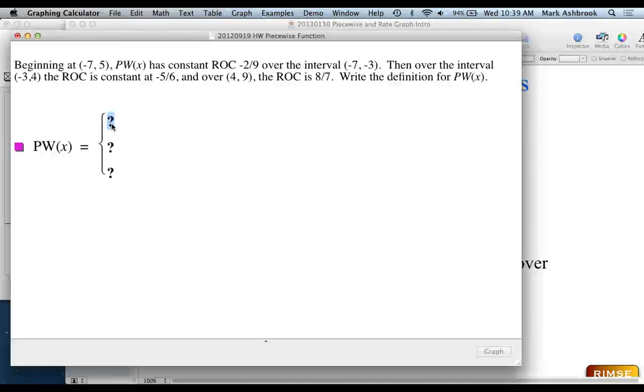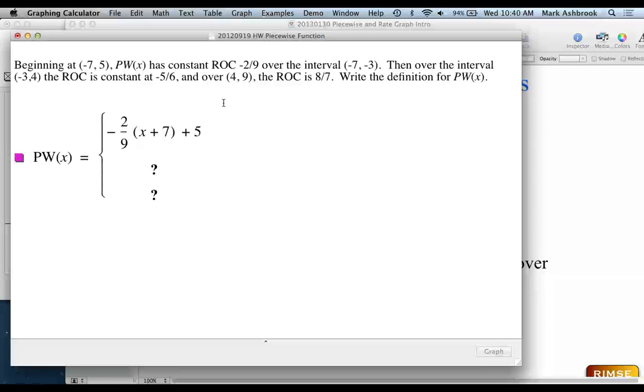Okay, so now we're going to, like I said, solve this problem and put it in. So beginning at -7.5, we have a constant rate of change of -2/9 over the interval -7 to -3. Who thinks they can do the first piece of this? Kevin. I got 5 minus 2/9 parentheses x plus 7. Okay, so what do you want to multiply by x plus 7? -2/9. Okay, -2. I just didn't hear it right. Okay, so -2/9 times x plus 7 is what I heard. Okay? And you can do plus 5.